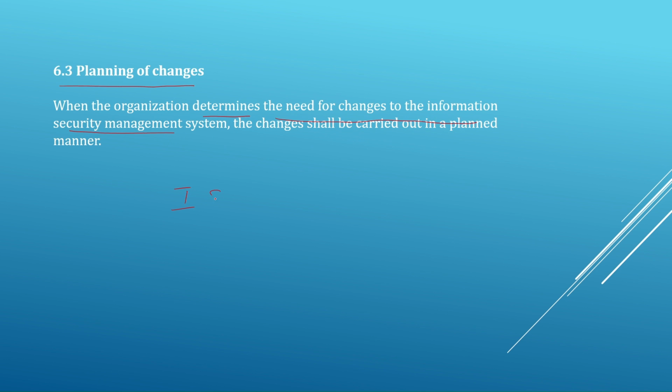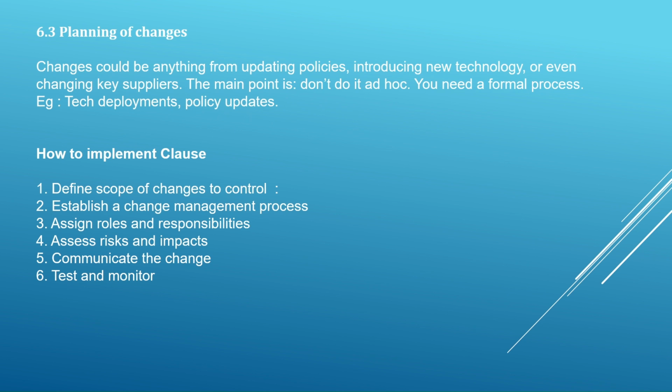It says that whenever you have any changes made to your information security management system, you ensure that it is carried out in a planned phase. Now, what do you mean by a planned manner? You know that any changes in an organization, whether it is a technical change or any policy update, you have to ensure that you follow a process called the change management process. Changes could be anything from updating policies, introducing new technology, or even changing key suppliers. The point is, do not do anything ad hoc. You need to have a formal process.